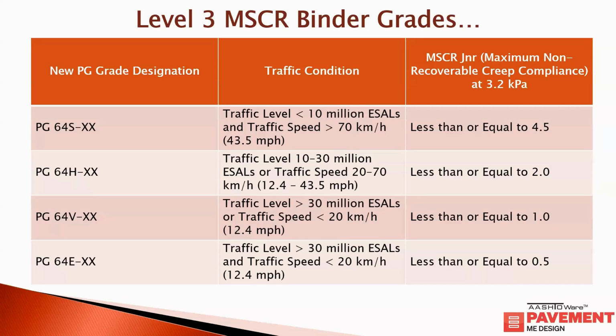So according to the new spec, the AASHTO M332, if the agency wants to do 2-grade bumping, you don't have to use a PG76-22 anymore. You can use a PG64V-22. Next slide, please.